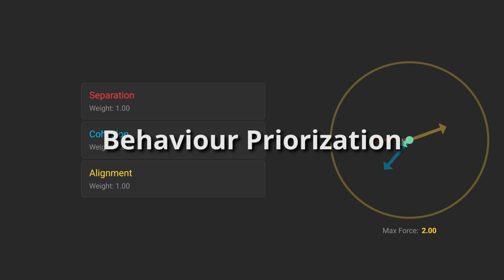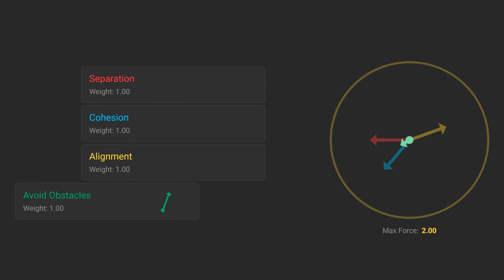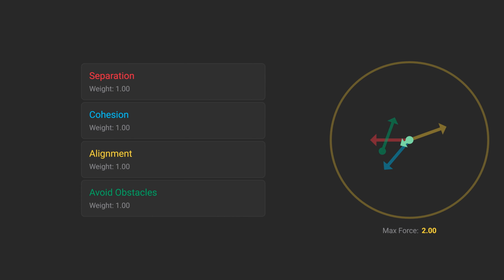To help me demonstrate, I'll add a 4th behavior. This behavior, named obstacle avoidance, steers the agent away from any obstacles in the scene. Right now, it barely affects the agent. We could increase its weight, but we need an absurdly high value to make it work. Instead, we give behaviors an additional priority property. The higher the priority, the earlier the behavior is considered.